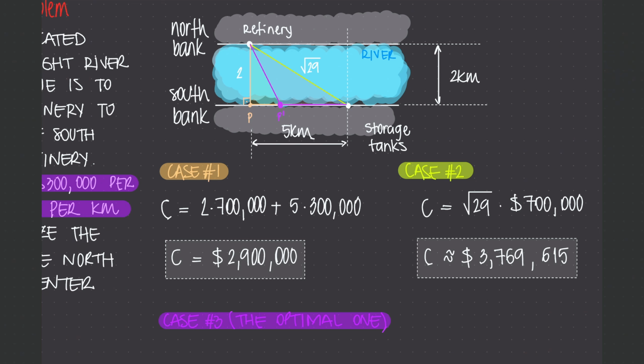I'm calling this new point P prime, and we are going to state that the distance between P prime and the storage tanks is equal to X, meaning that the distance from P, which is the projection using a right angle from the refinery all the way to P prime, is 5 minus X. Now 2 is still 2.